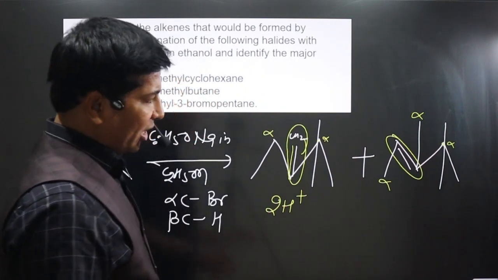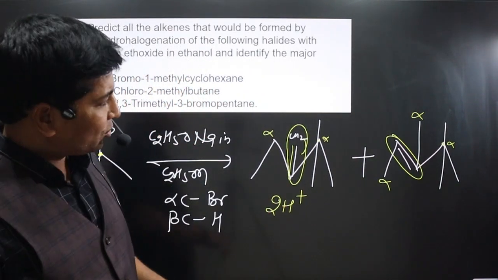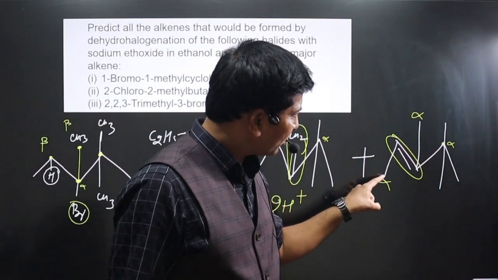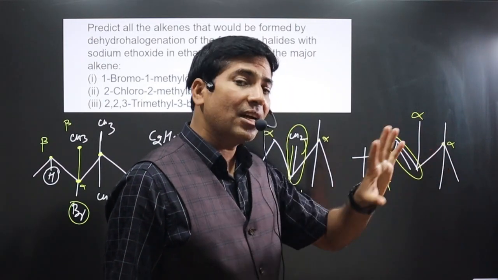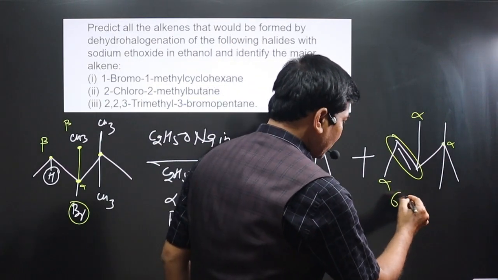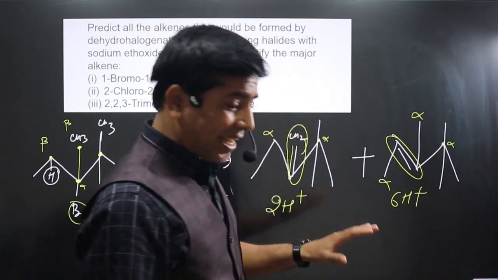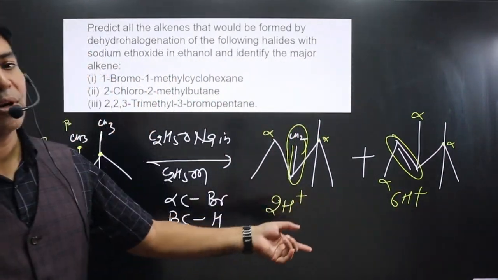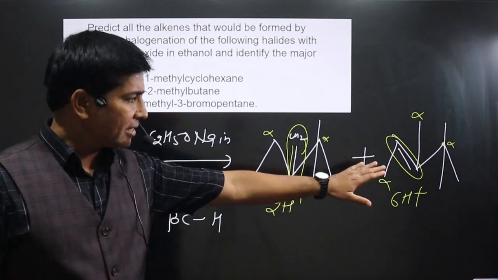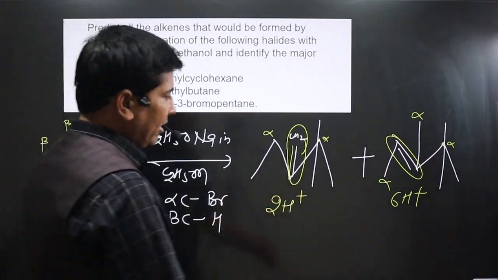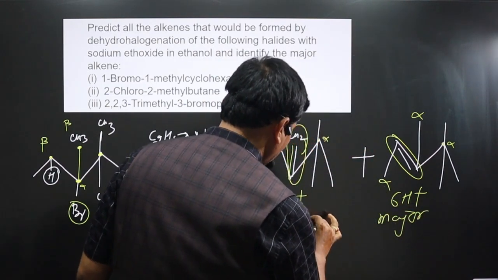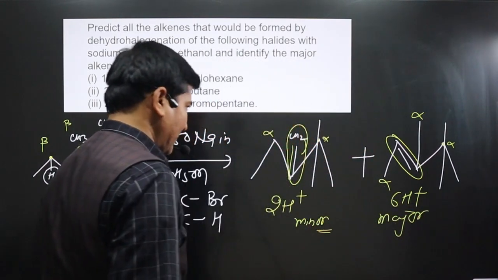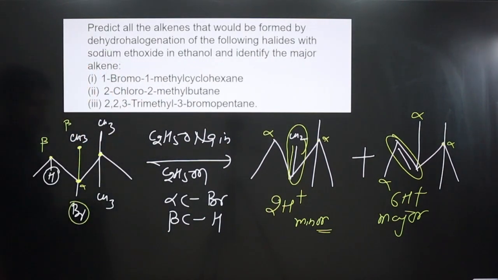Now calculate the total number of hyperconjugated hydrogens. In this case 3 hydrogen, in this case 3 hydrogen, 3 plus 3 is 6, and this carbon does not have any hydrogen. We got 6 hyperconjugated hydrogens. So you can see the second product has more hyperconjugated hydrogens, hence it is more stable. So you can see it is the major product, and this is the minor product. The second one is the major product.